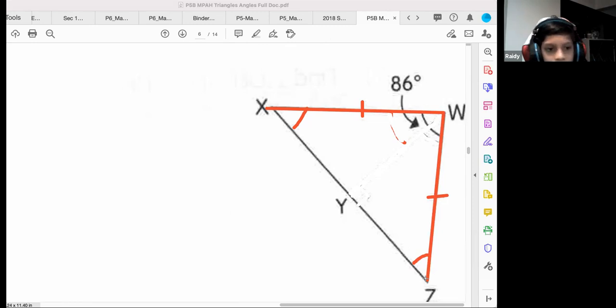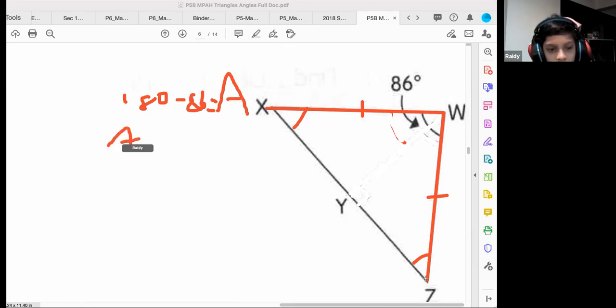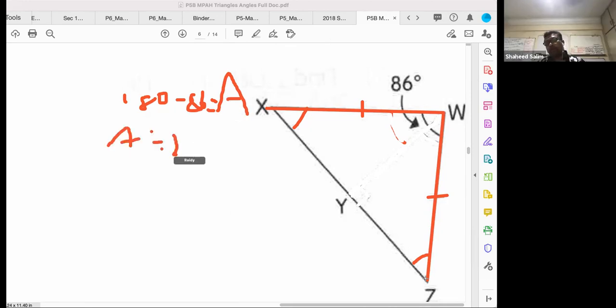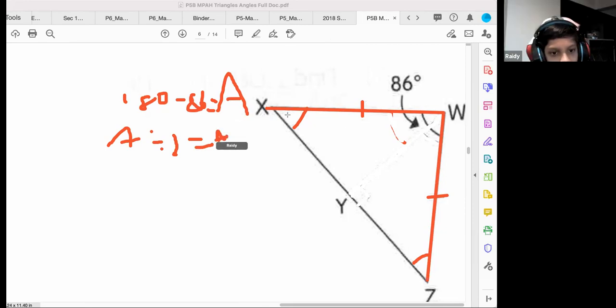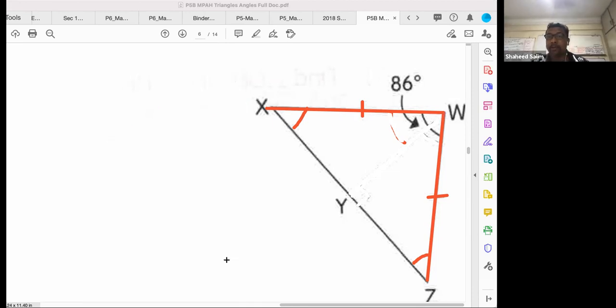Okay, so first I take 180 minus 86, and once you get the answer, 94, call it A. Then A divided by 2 equals, yes, well, not B, equals to this one. And then after that you take this out and see.